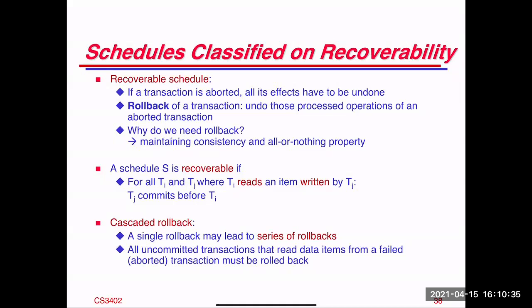Now, it can happen that if you roll back one transaction, you might need to roll back other transactions too. In particular, if one transaction aborts, this might cause a series of rollbacks. You can think of this series of rollbacks as a kind of cascade, so that's why this is called a cascaded rollback. In fact, any uncommitted transaction that has read a data item from an aborted transaction must be rolled back to ensure consistency.